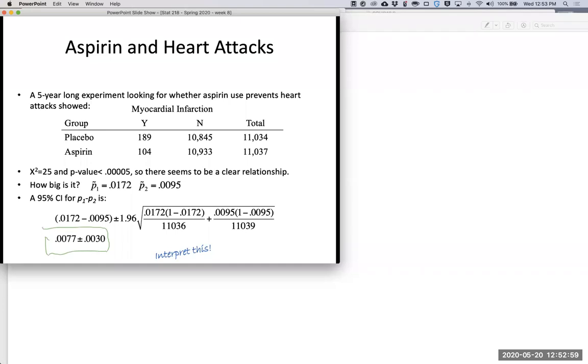Okay, so now that you've gotten that margin of error, I'm going to add and subtract the 0.003 from 0.0077. So that's 0.0047 up to 0.0107. So 47 and 107. If I were to multiply by, in this case, 10,000, I'd say 47 to 107 for every 10,000.